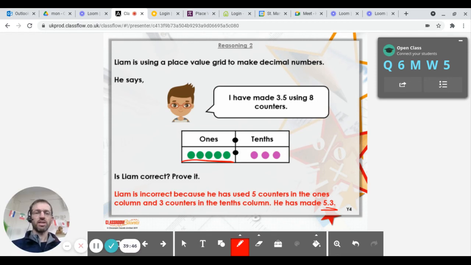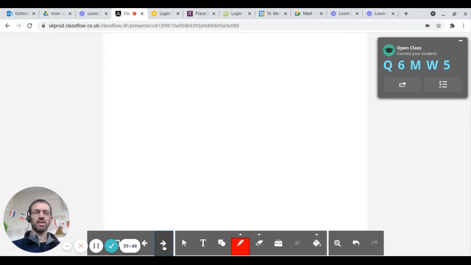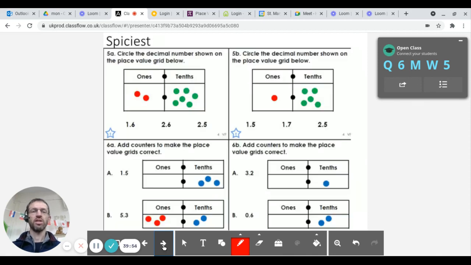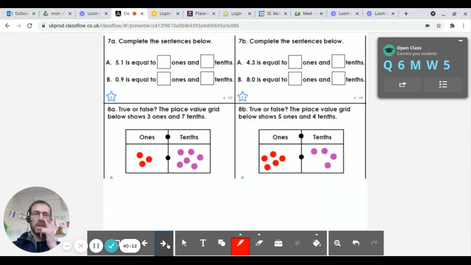Right, time for the spiciest work then. This is the hardest work. Give it a go. Give it your best shot. Remember to write the answers in your books under the question number. So we've got question 5A, 5B, 6A and 6B. That will make sense when you're marking the work tomorrow. Sometimes you have to add counters in. Sometimes you have to find the right answer. And it goes on to 7A, 7B, 8A and 8B.